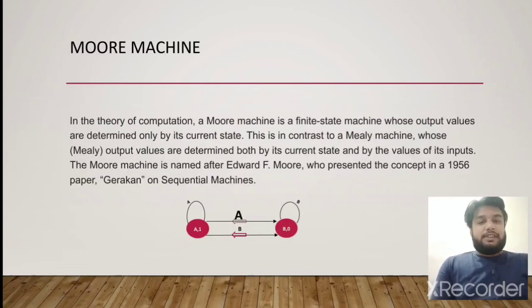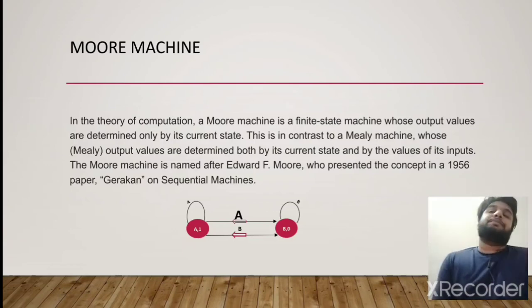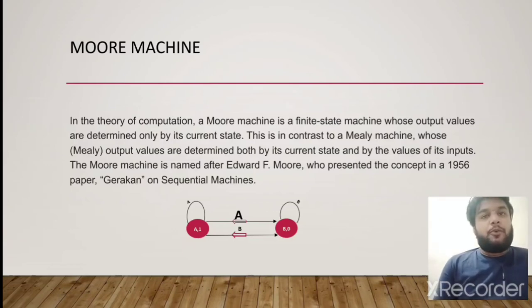So the last one is the Moore machine. In the theory of computation, the Moore machine is a finite state machine whose output values are determined only by the current state. This is in contrast to the Mealy machine, whose output value is determined both by its current state and by the value of the input. The Moore machine is named after Edward Moore, who presented the concept in a 1956 paper on sequential machines.